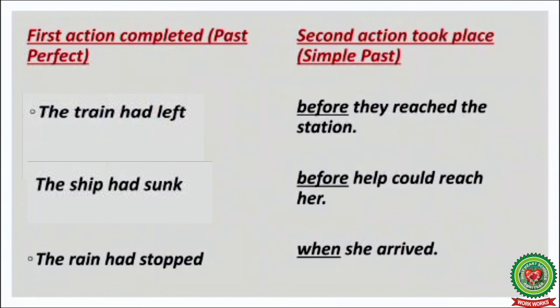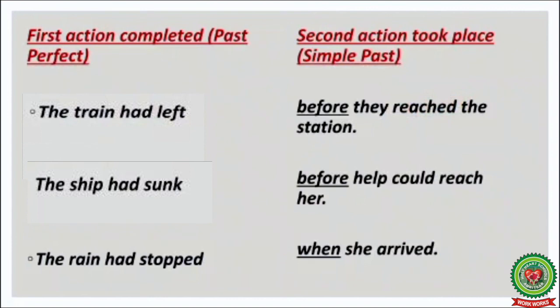For example, the train had left before they reached the station. Here, there are two actions in this statement. One action happened, then the second action happened. With the first action, we write past perfect tense, and with the second, we use simple past tense. The train had left before they reached the station. Two actions take place. Which action took place first? The train had left. So with it, we use the past perfect.